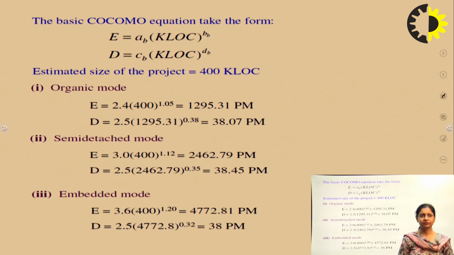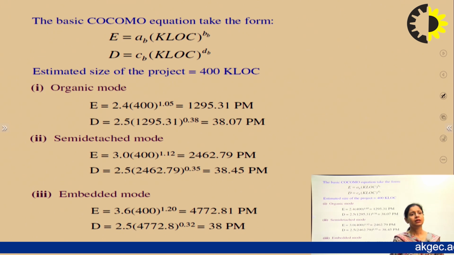So the effort, as we have just seen, is a × KLOC to the power b. In the organic mode, we get the effort with a value 2.4, and the KLOC is 400 to the power b. Calculate the values. For the development time, we have c times the effort to the power d, and this is how we will calculate the organic, semi-detached and the embedded mode values.